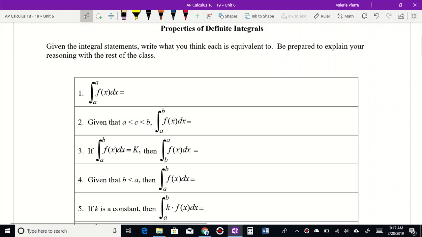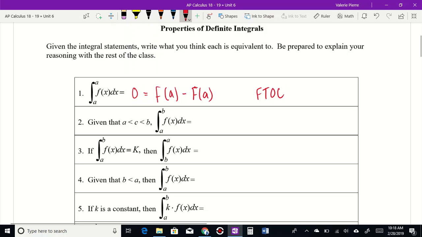So for the first statement, we have the integral from a to a of f of x dx. That's going to actually equal 0. And that's because if we use FTOC, that means that the integral from a to a of f of x is equal to capital F of a minus capital F of a. Right, so that's using the fundamental theorem of calculus.